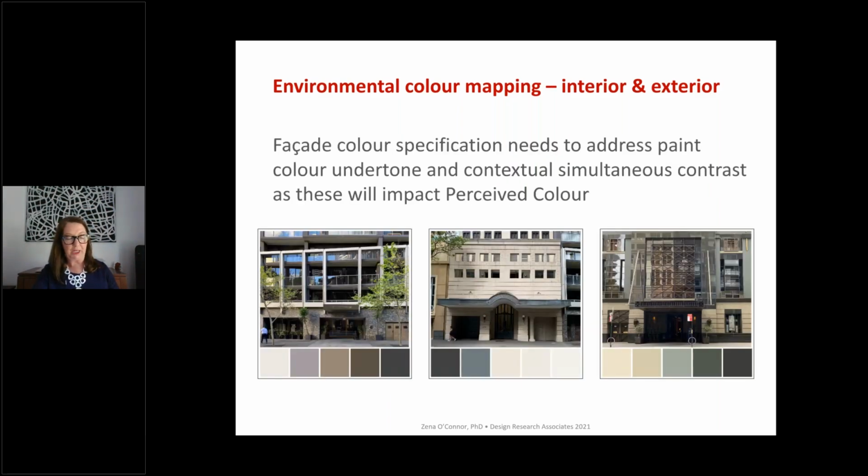Another key aim for this particular project was a client preference for a facade colour scheme that avoided the undertone of the existing ochre facade colour. This undertone became way more apparent at sunrise and at sunset. So in developing specified colour options for this project, the process needed to address the paint colour undertones as well as the likely outcomes from contextual simultaneous contrast. I'll be talking about that a bit later. And these were two key factors that impacted perceived colour for this particular project.